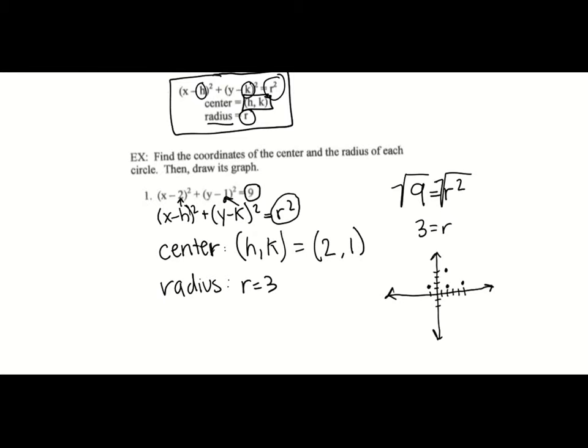1, 2, 3. Those are going to be the outside points of our circle. So then we can connect our points just like that. And that is a rough sketch of our circle.